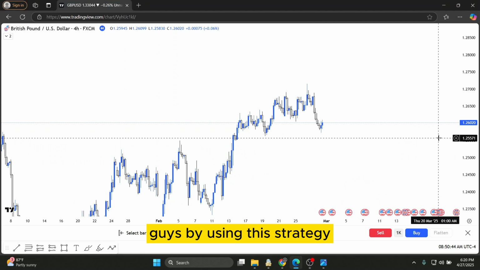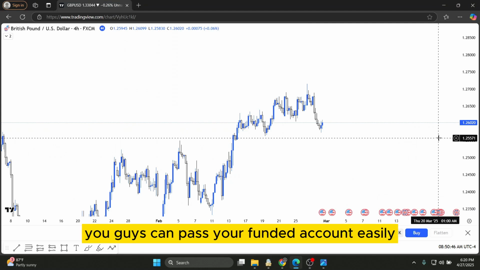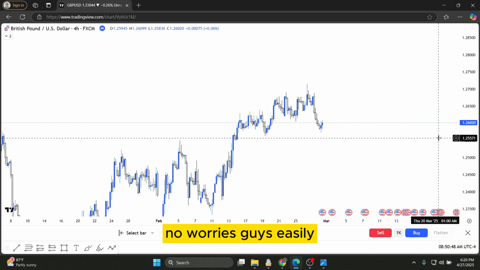Guys, by using this strategy, you can pass your funded account easily. No worries, guys, easily.